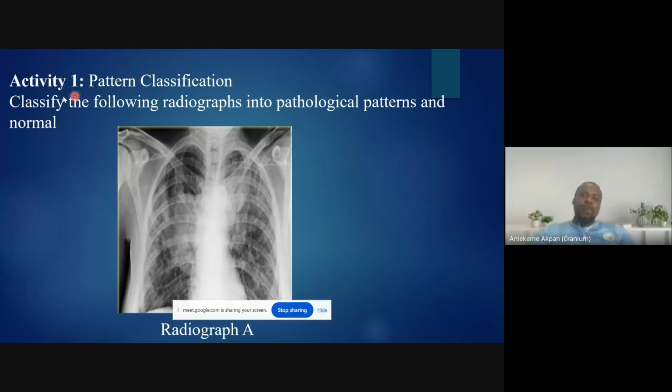So, activity 1, pattern classification. Classify the following radiograph into pathological patterns, and this is the first radiograph. We have talked about alveolar pattern, interstitial pattern, and even pleural pattern, as the main patterns through which lung diseases present themselves. So looking at this particular radiograph, what pattern could this be? Is it an alveolar pattern? Is it an interstitial pattern? Is it even a pleural pattern? Is there anybody that wants to try?